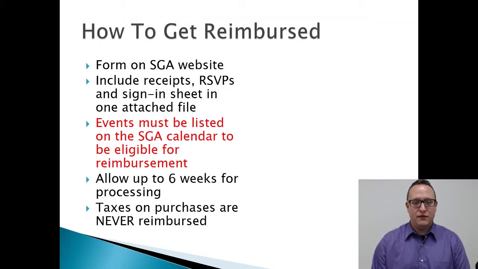Now I'm going to talk about how to get reimbursed. There's an online form on the SGA website that you can fill out. This will give me the information about the event, the group, the amount spent, and where to send the check. Include all of your receipts, your RSVP lists, and your sign-in sheets in one file, as this is the limitation to the system. As Molly said before, events must be listed on the SGA calendar to be eligible for reimbursement. If I go onto the calendar and I don't see your event listed, you will not get reimbursed. Allow up to 6 weeks for processing.